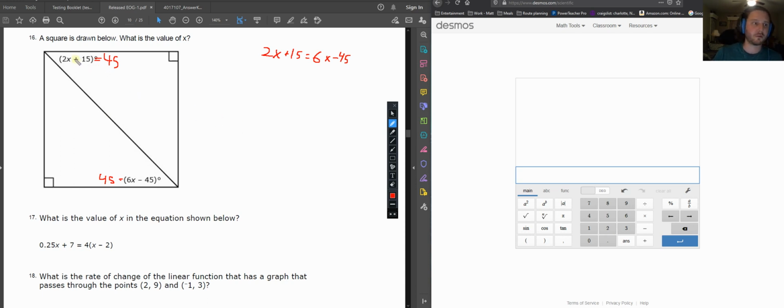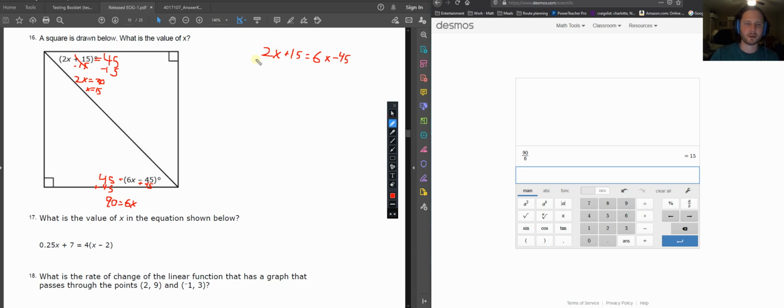Just to prove it to you, for this one, if I subtract 15 from both sides, we get 2x is equal to 30, divide both sides by 2, x equals 15. This one down here, add 45 to both sides, and we get 90 is equal to 6x. If you were to do 90 divided by 6, you will get 15 again.